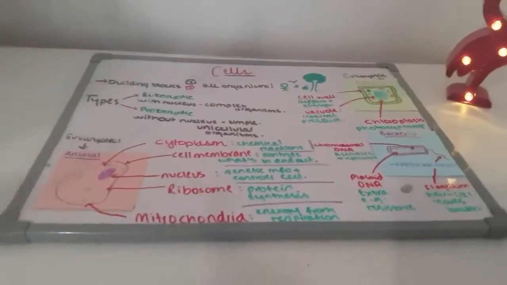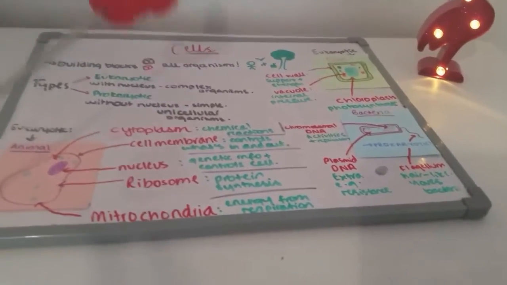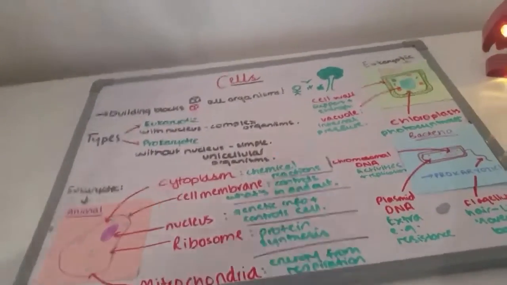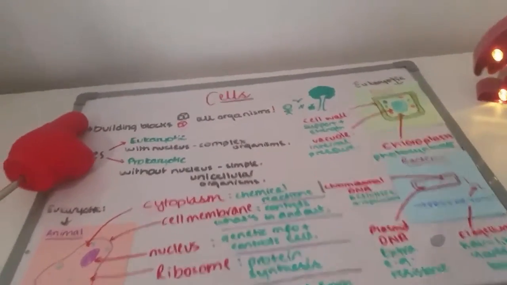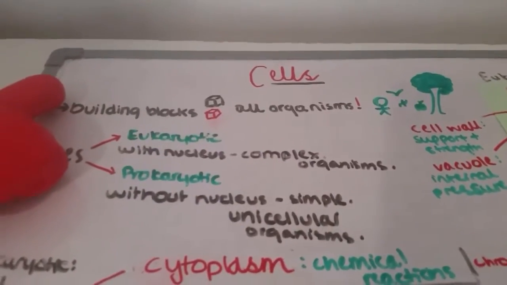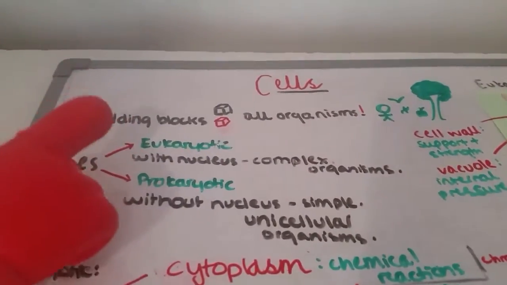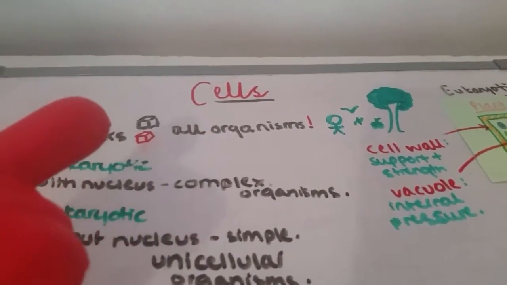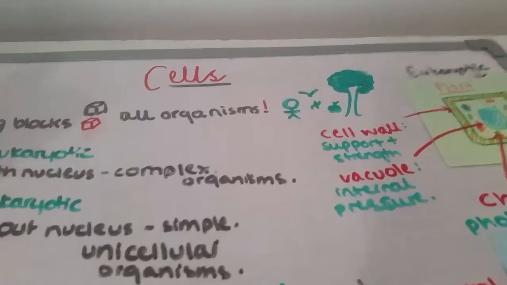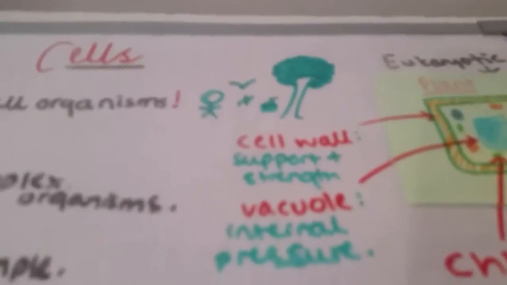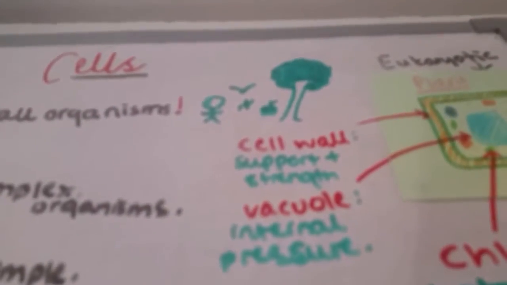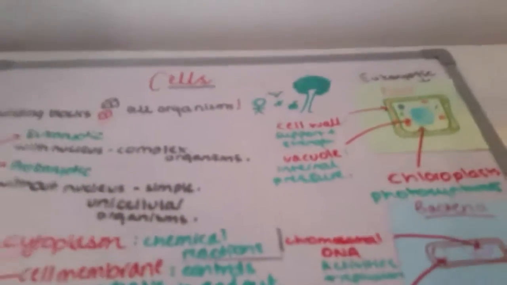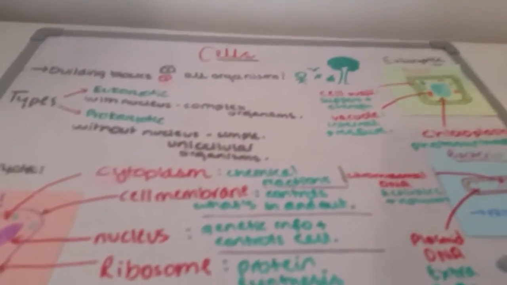So today we're going to be learning about cells. So what are cells? Cells are the building blocks of all organisms. They are the building blocks of life, and they're actually the smallest components of the level of organization in all organisms, like mammals, whether it's birds, whether it's fish or trees or fruits, whatever, every single thing has cells in them.